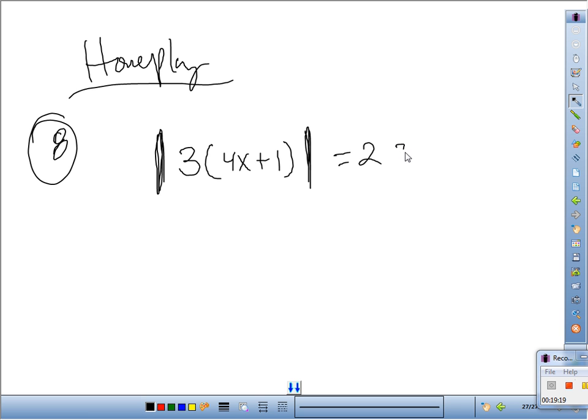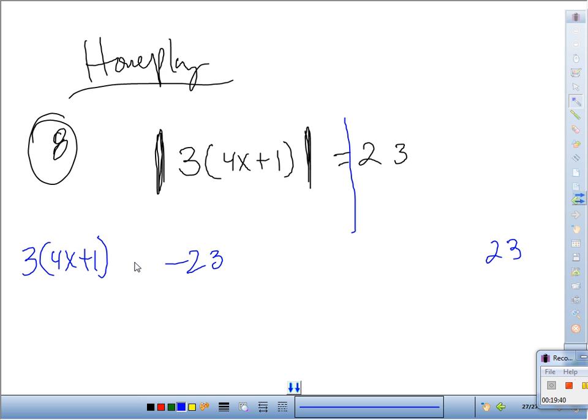All right, here we go. Line down the equal sign. Is the absolute value isolated, Ali? Yes, because there's nothing outside of the absolute value. So at this point, I write two equations. One for negative 23, one for positive 23. What's inside the absolute value? 3 times 4x plus 1 equals negative 23, and 3 times 4x plus 1 equals 23.